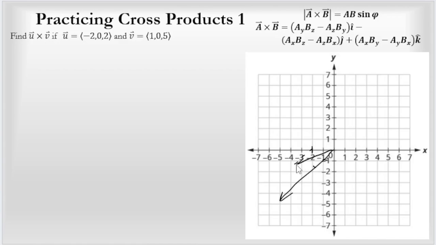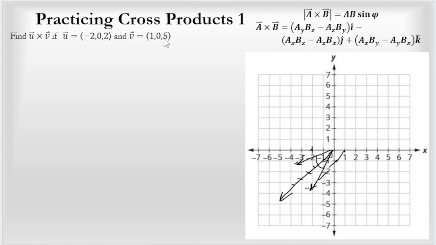That would be a vector that looks like this in space. That would be the first vector, -2, 0, 2, and it's in the xz plane. The other vector is also in the xz plane. So I have 1, 0, 5: 1 in x, and then out to 2, 3, 4, 5. I'm going to note that the angle between these two vectors is not 90 degrees and it's not 0 degrees.